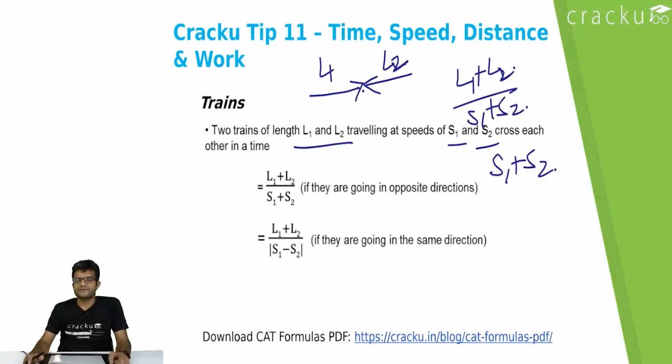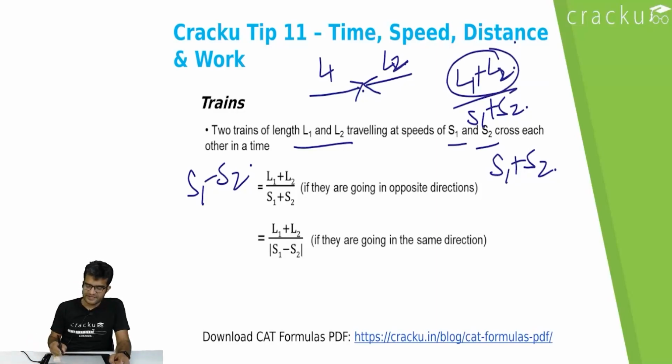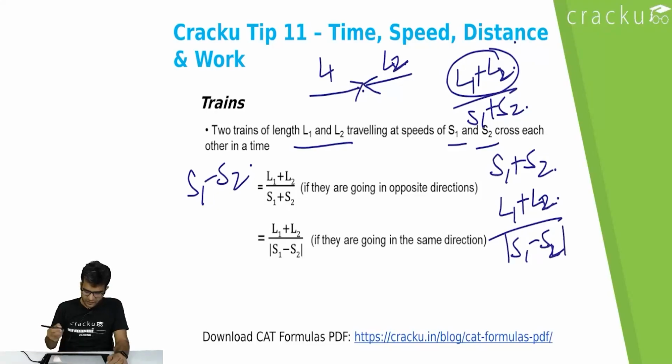If they are going in the same direction, then the relative speed will be S1 minus S2 if S1 is greater than S2, otherwise it will be S2 minus S1, and the distance that they have to cover is the same, it is L1 plus L2. Therefore the time that they take will be L1 plus L2 divided by modulus of S1 minus S2. Let us now look at the next slide.